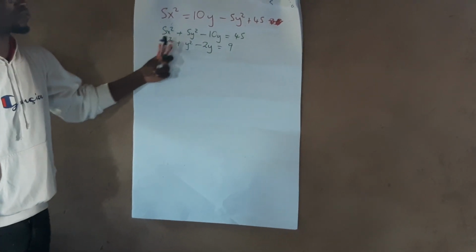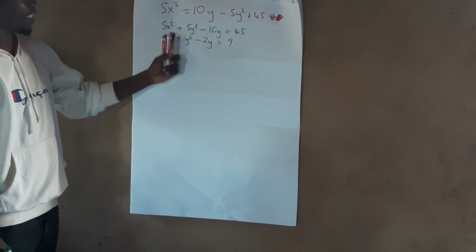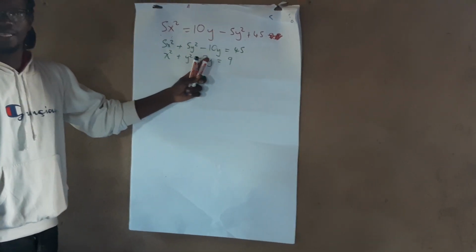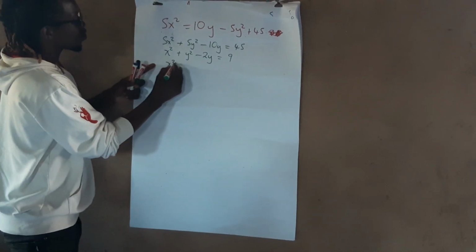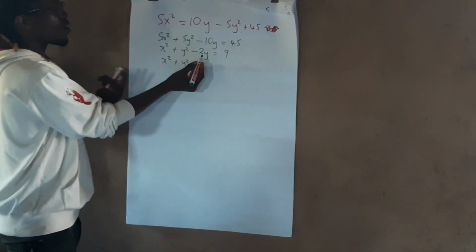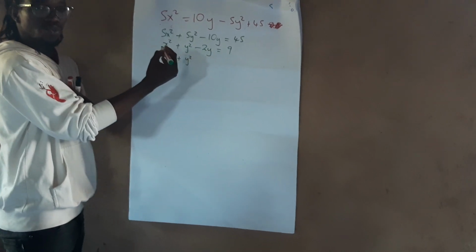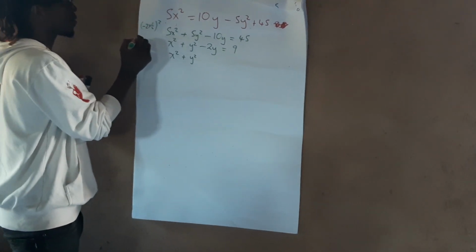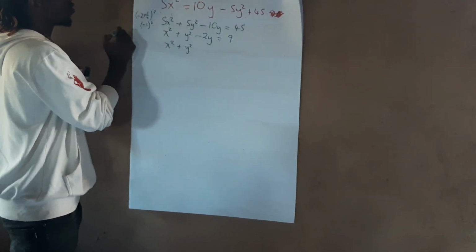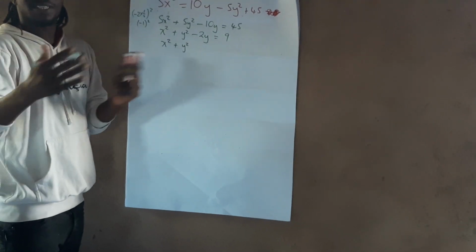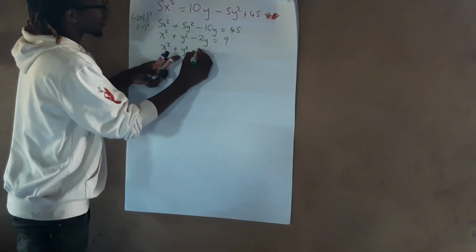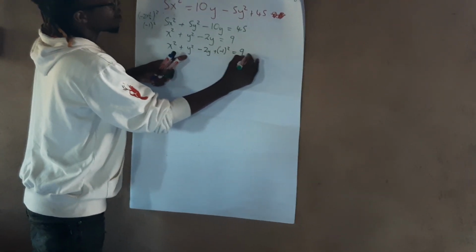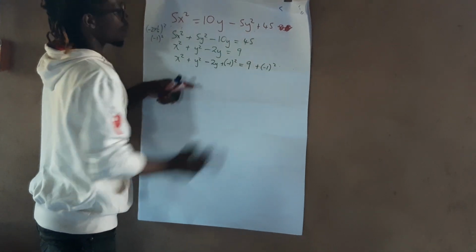And now, do we have a coefficient of x? I mean, do you have anything that is having x? No. So we don't complete its squares. We are going to complete the squares of y. What is the coefficient of y? Negative 2. So we take negative 2 multiplied by half and then we square it. So here we want to add negative 1 squared. We're going to add it on both sides of the equation. So this is negative 2y plus negative 1 squared equals 9 plus negative 1 squared.